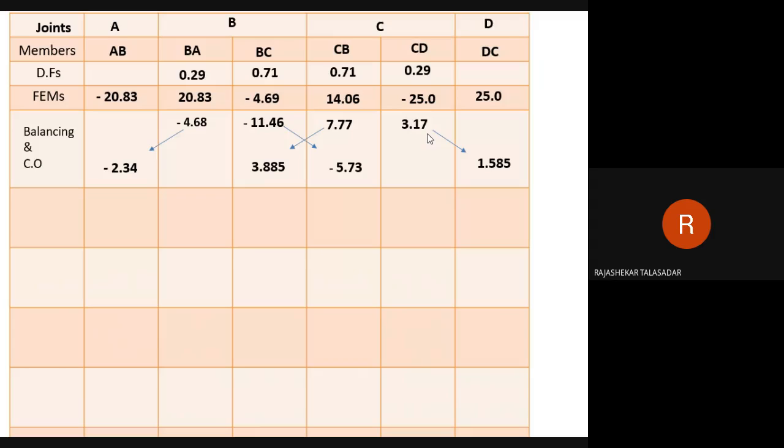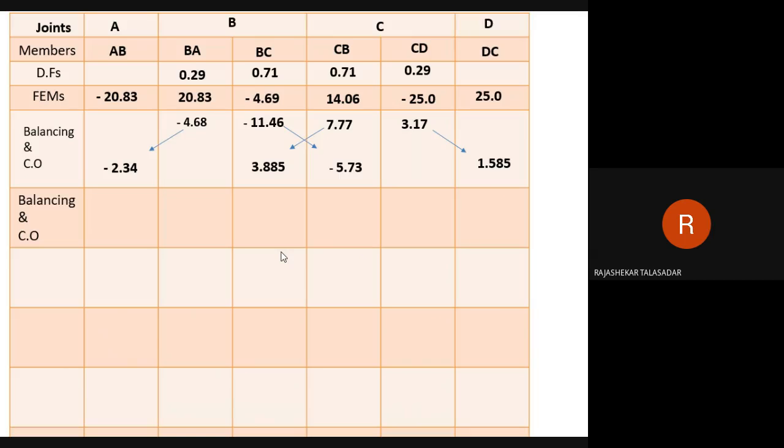I think the first step is clear. Yes, sir. Now you are iterating the cycles. 3-4 cycles you have to do till the carryover moments are a very small amount, like 0.0-something. Okay, is this step clear? Yes, sir. Now I'll go with the next step.